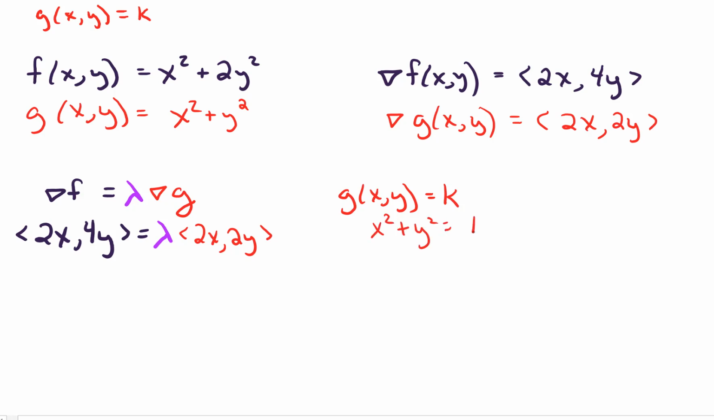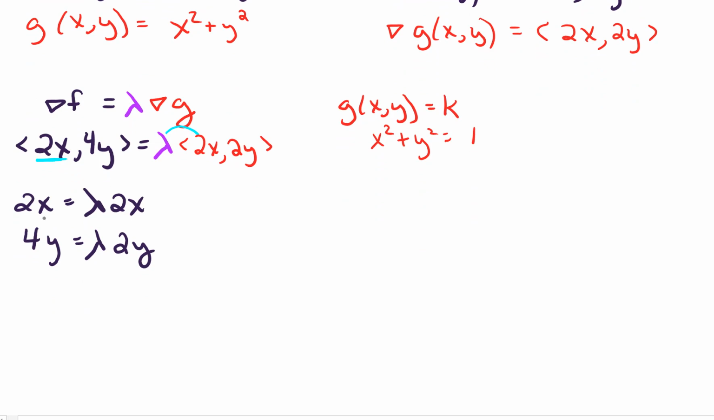Okay, so let's work this out. If these two vectors have any hope of being equal, it must be the case that 2x equals lambda times 2x. And equating second components, it must be true that 4y equals lambda times 2y. Okay, so let's subtract. So we have on the left-hand side 2x minus lambda 2x equals 0. And we have 4y minus lambda 2y equals 0.